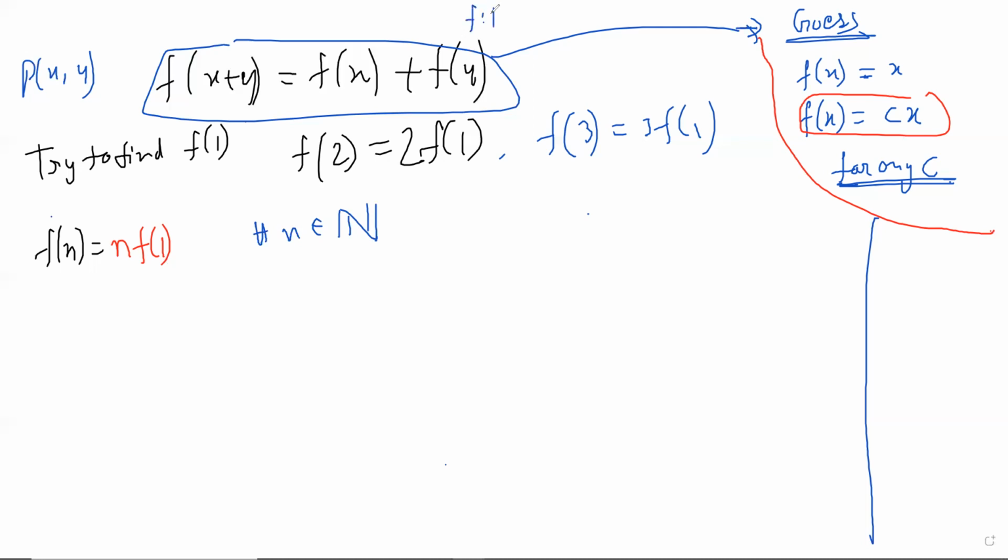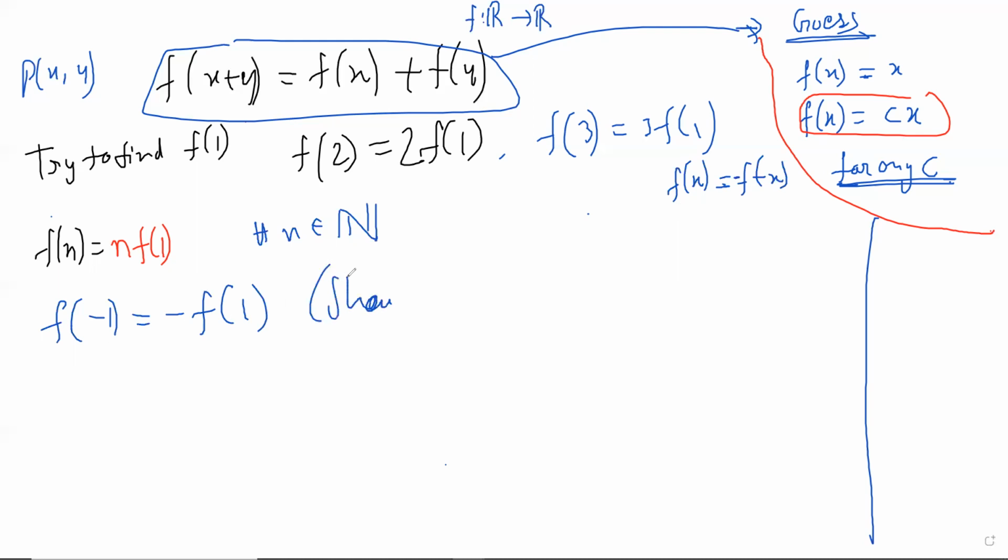So if the question was for all reals to reals. Maybe all integers. Very good, yes, all integers. So how are you going to do that? For example, how are you going to show that f of minus 1 is minus of f of 1? Something like this. So we are expanding our domain.